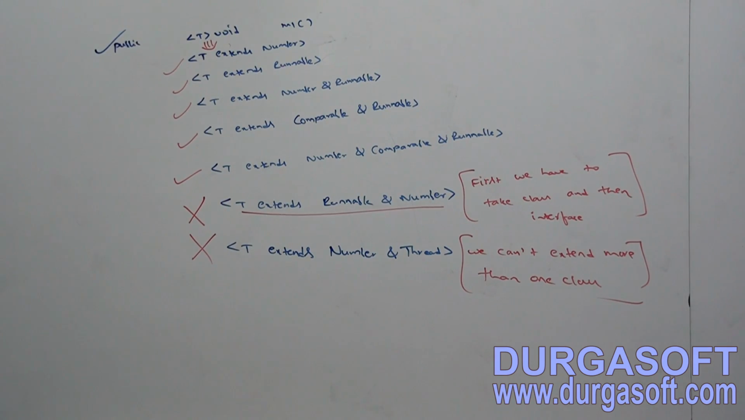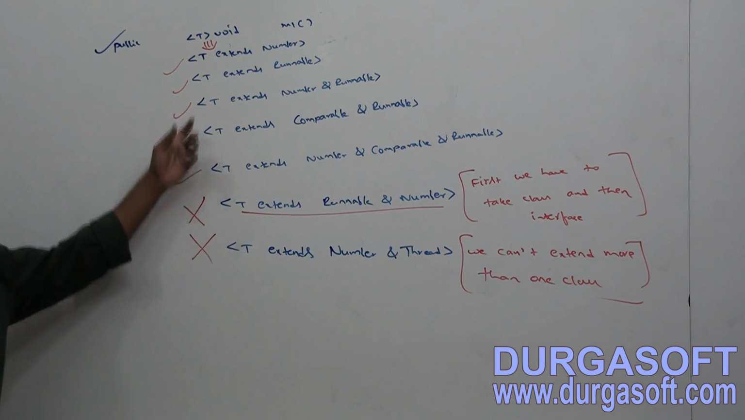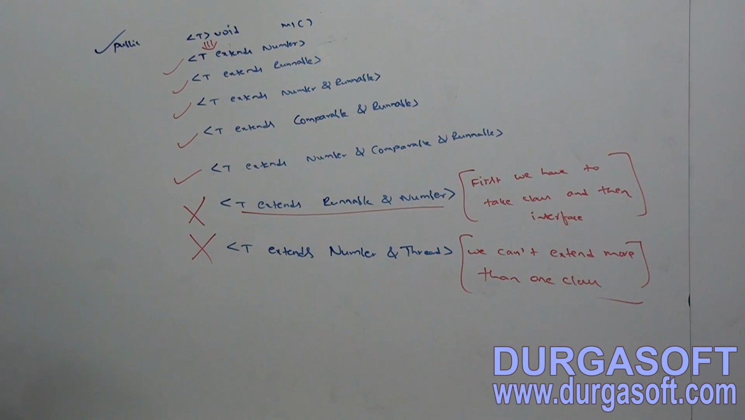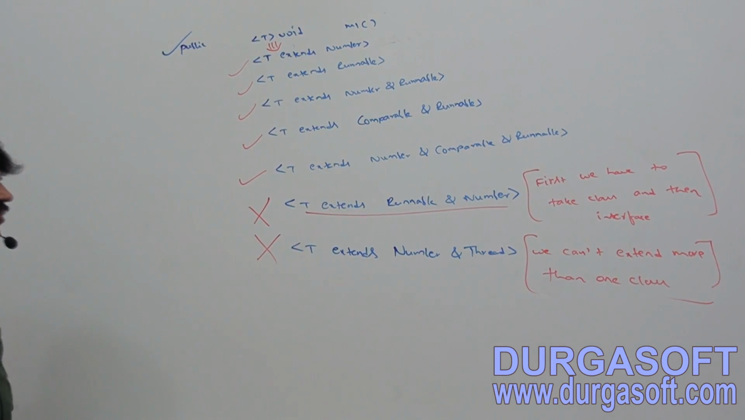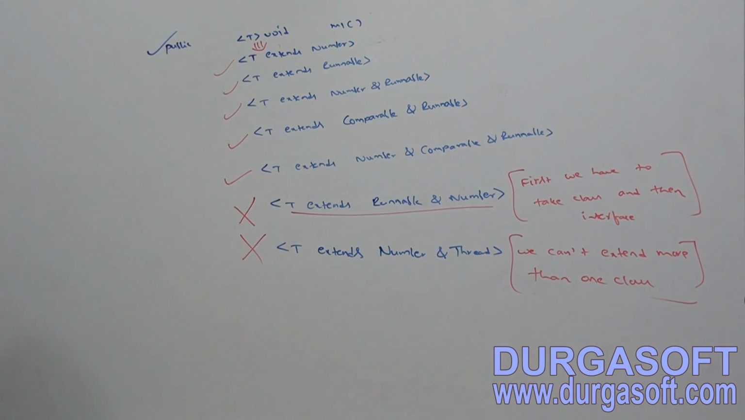T extends Runnable under Number, under Thread, like. I hope it is clear. First we have to take the class and then the interface. We can't extend more than one class.